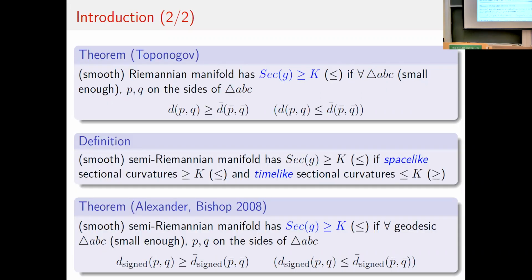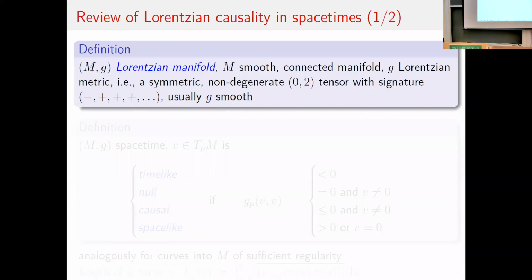The time separation function is minus the signed distance if the points are causally related. So let me just briefly review Lorentzian causality in smooth spacetime.